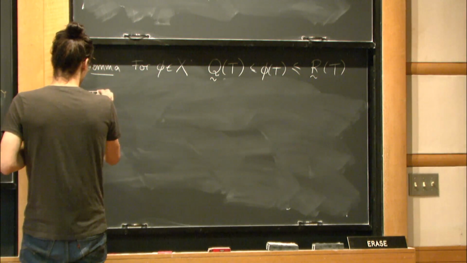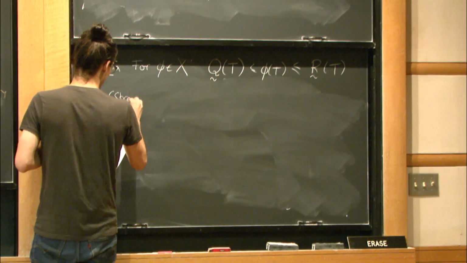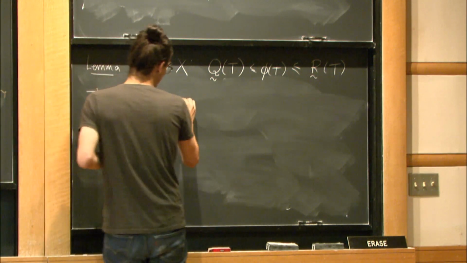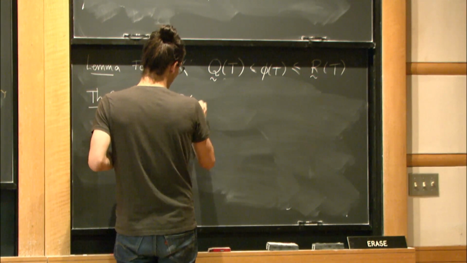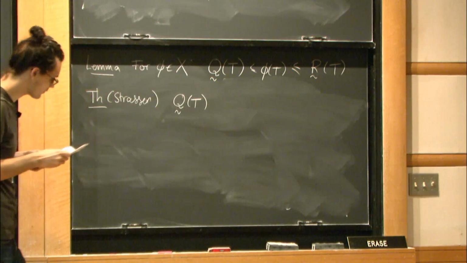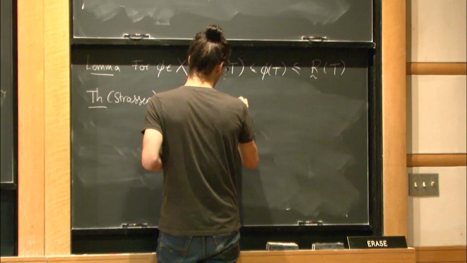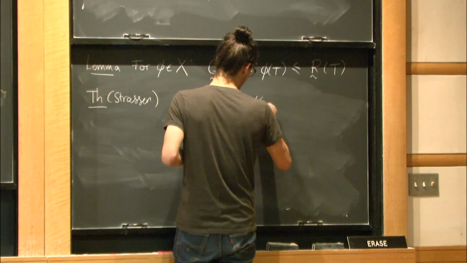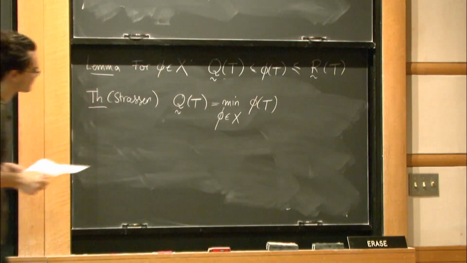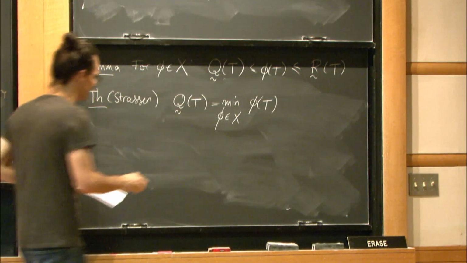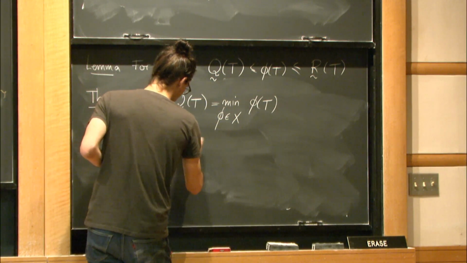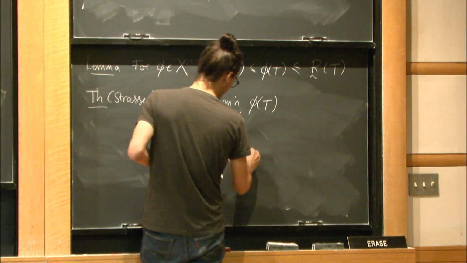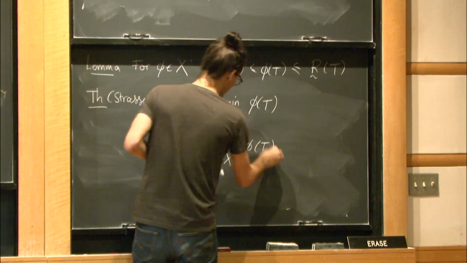Well, that's the theorem of Strassen. It says that you obtain the asymptotic subrank by minimizing phi of t over all phi in X. And similarly, if we maximize over phi in X, we will obtain the asymptotic rank.